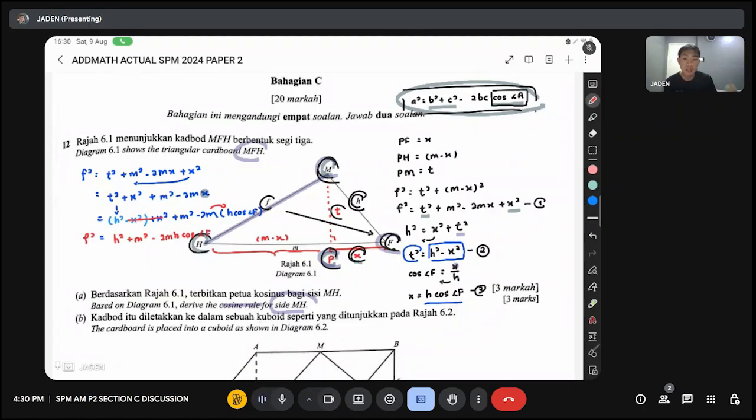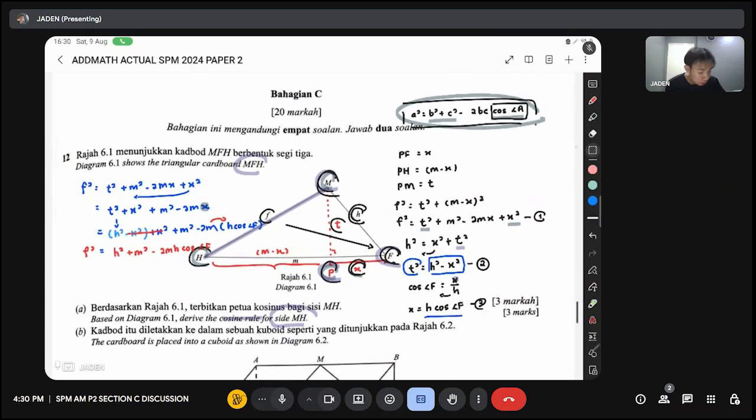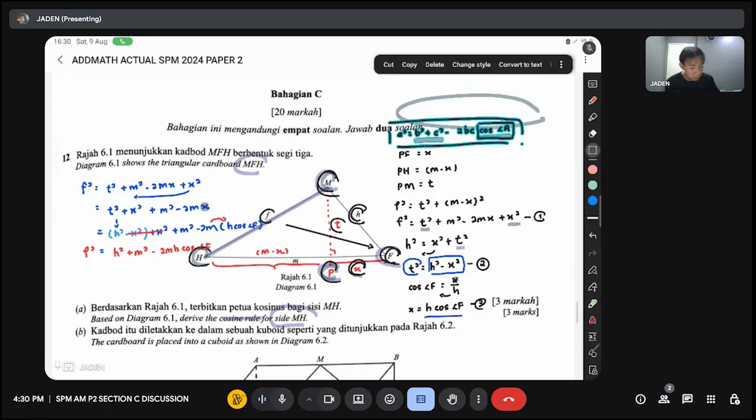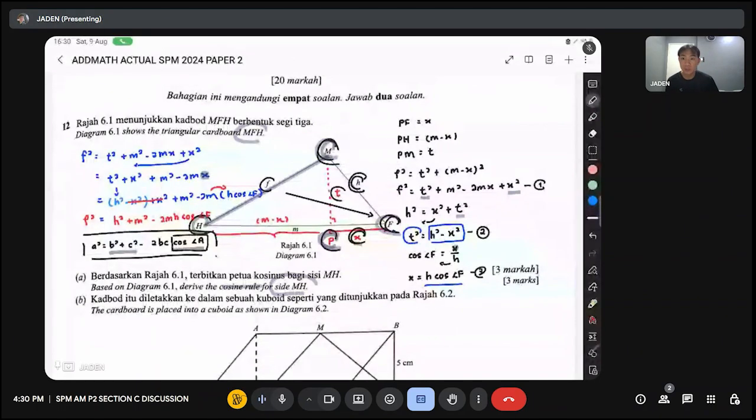So this is exactly the Petua Cosinus in Malay and cosine rule in English. The exact a squared equals b squared plus c squared minus 2bc cos angle a. All right, and this is how we can actually derive the cosine rule for side MH. Okay, cool. So let us move on with question B then.